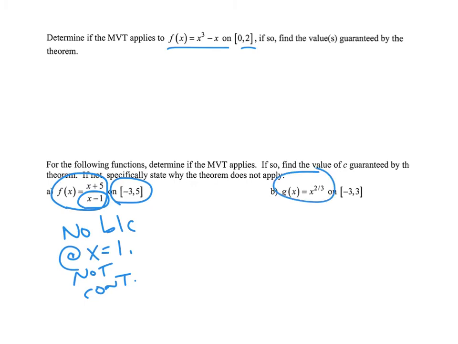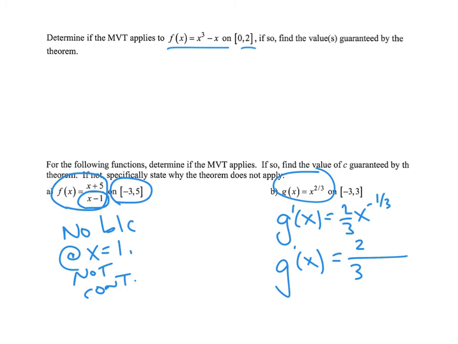Negative 3 to 3. Yeah, the mean value theorem is not going to work, not because it's not continuous, but watch when I take its derivative. So 2/3 x to the negative 1/3. If I rewrite that, 2 over 3, and a negative exponent will go to the denominator, and 1/3 is a cube root. So what's the big problem? What can I have here for the derivative? Well, x equals 0. Since that's in the derivative, this graph is not differentiable at 0, and 0 is within my interval. So no, the mean value theorem will not guarantee it.